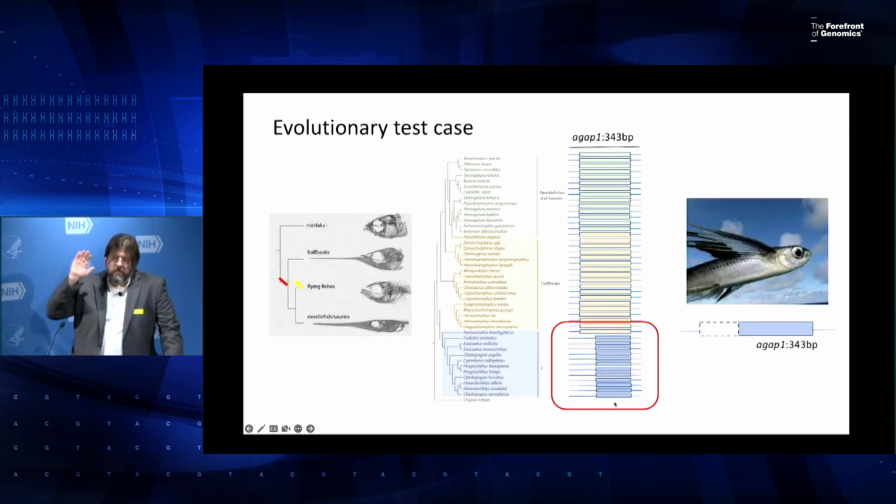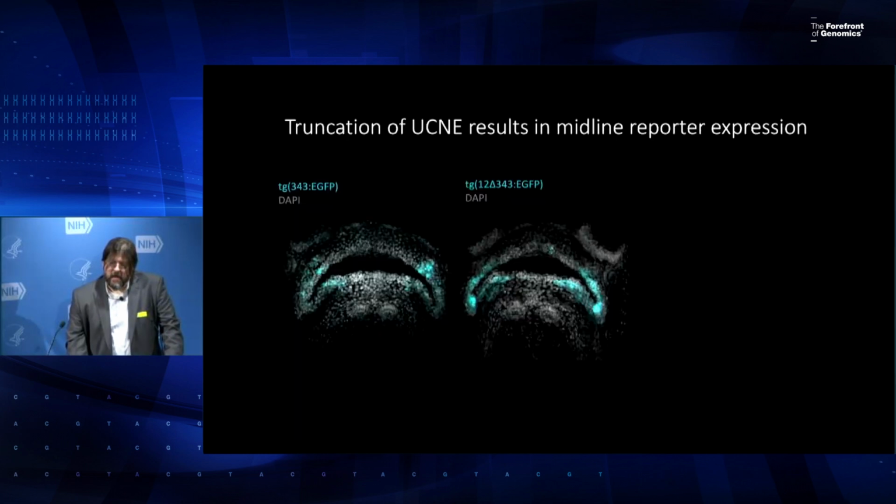Whereas every other vertebrate we see has this particular 343, it is selected for and conserved. So how do we test this? We can go back to the zebrafish. We make deletions of that particular part of the 343 and ask what it does.